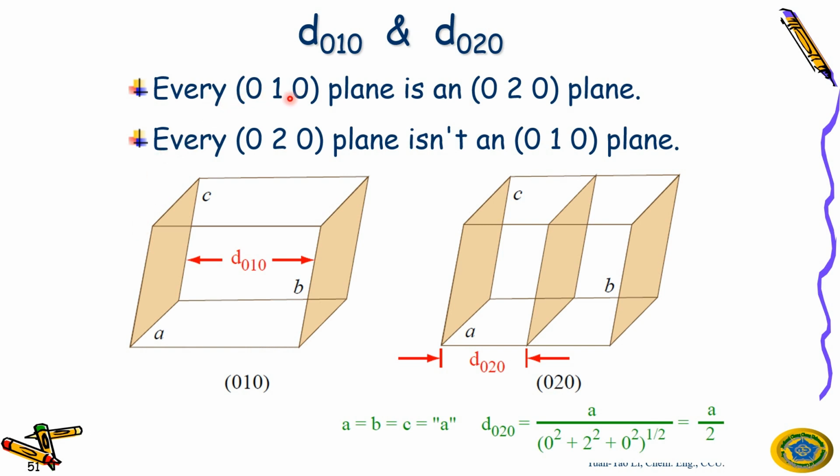So that means that every 0, 1, 0 plane is a 0, 2, 0 plane. So this one can be regarded as this one, can be regarded as this one, right? However, every 0, 2, 0 plane isn't a 0, 1, 0 plane. Why? Because this one doesn't belong to here. This one, of course, yes, but this one doesn't belong to here. That's easy.